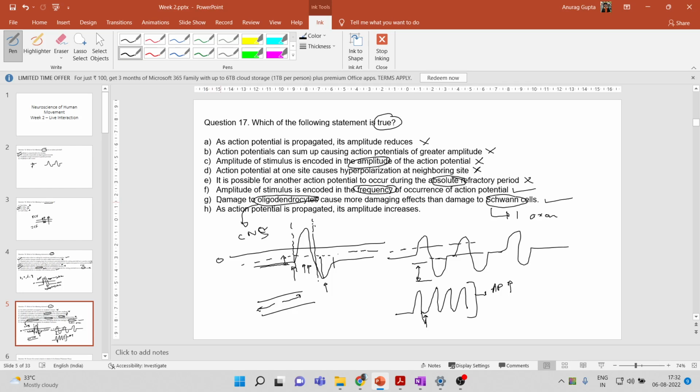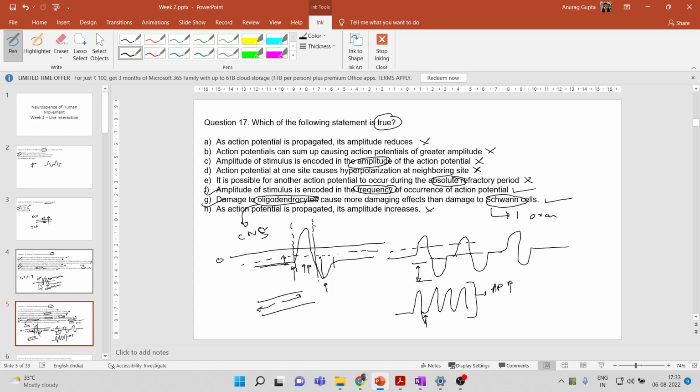So, if one oligodendrocyte is damaged, a larger number of axons or neurons become unmyelinated. So this is the correct answer. And as action potential is propagated, its amplitude increases. This is false. So the correct answer is F and G.